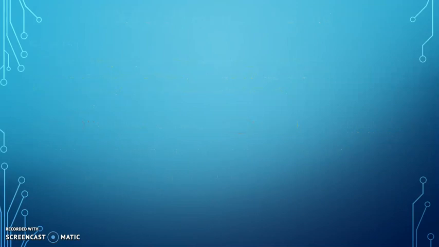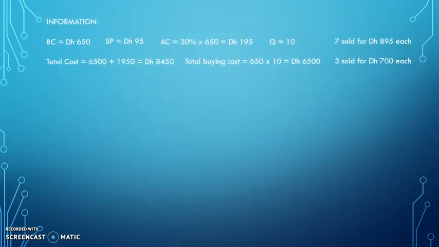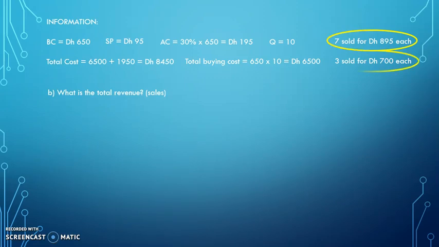Now on the next slide, I've left all the information there for us to use, and we'll go to part B. What is the total revenue from the sales? Right, so we know that 7 refrigerators are sold at 895, and the rest, which is 3, are sold for 700 dirhams each. So the total sales, or the total revenue, is 7 times 895 plus 3 times 700, which is 8,365 dirhams.